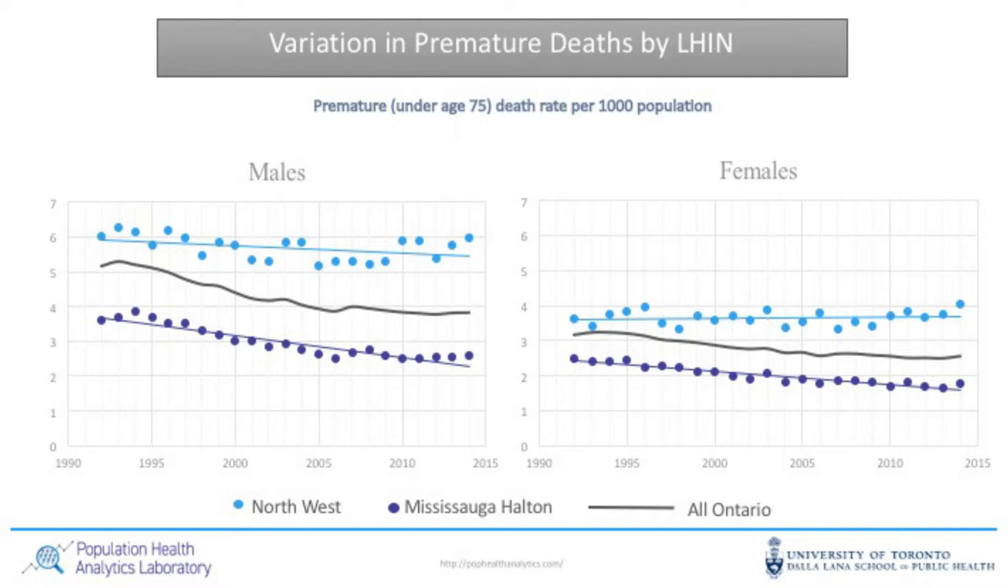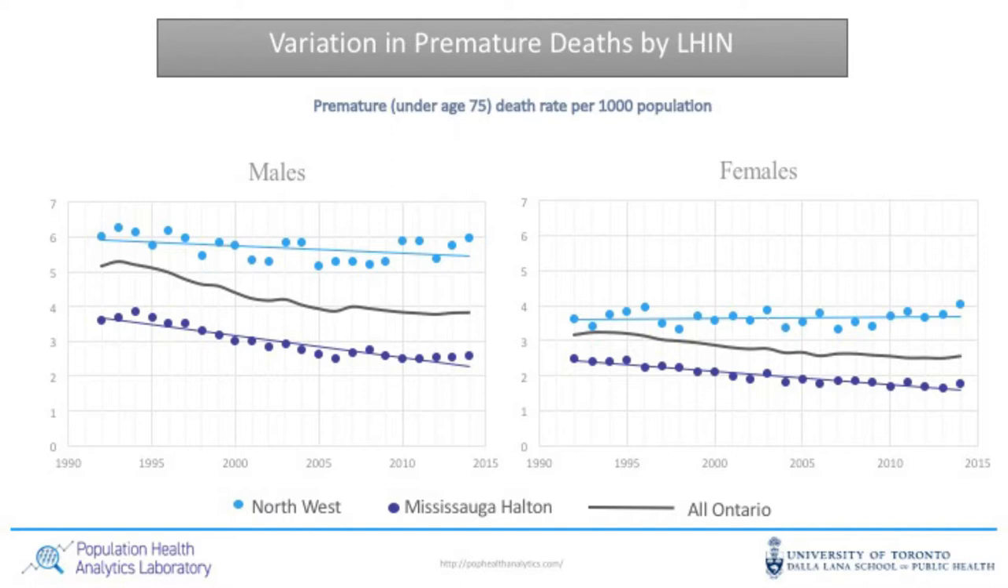So a couple things you can see, that the premature mortality rate in Mississauga Halton is lower than the average for Ontario. It's going down. You can see the trends indicate a reduction, and that's probably consistent with the 20-25% reduction that we see overall in Ontario. But you contrast that to other areas within our province where the rate of decline, and we have the more specific numbers, actually isn't as steep in certain areas. In fact, if you look at women, it almost is flat, if not even slightly increasing.